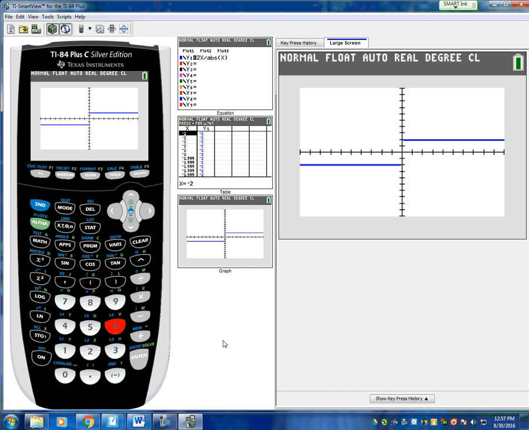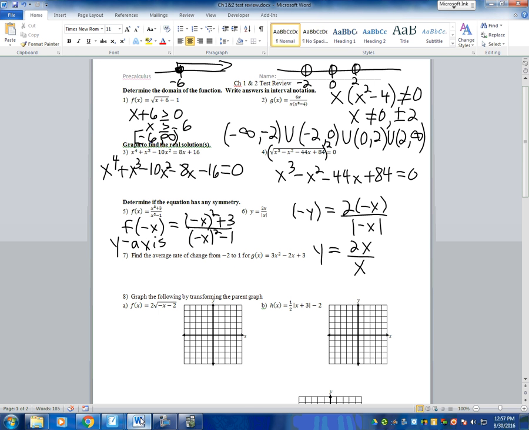So what makes it origin symmetric, remember, is a flip over the x and then a flip over the y, and that's what's happening here. So visually we can see that. I like that. Kind of a fun graph, huh? It's a piecewise function. It's 2 pieces. So this is origin symmetric.